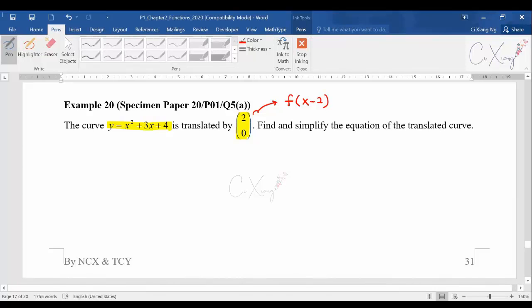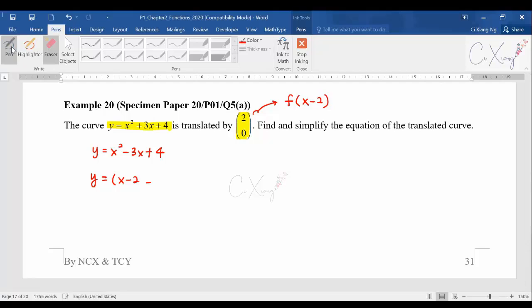So x minus a, when you write out, it becomes (a, 0). The same thing happened here. That means when you're having (2, 0), when you want to translate it into function type, it will become f(x minus 2). So what is the meaning of f(x minus 2)? It means that for your new function or your new curve, all the x must be substituted with x minus 2.